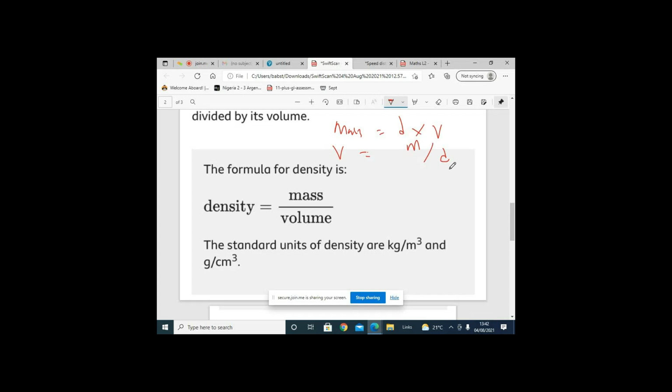So just similar to the one of speed. Density equals mass divided by volume. And mass equals density multiplied by volume. Okay. I will note it now.